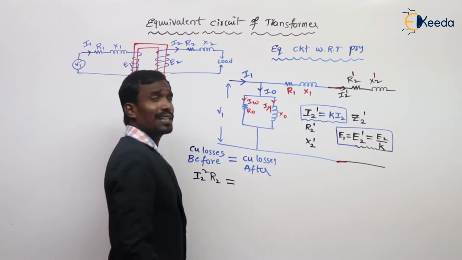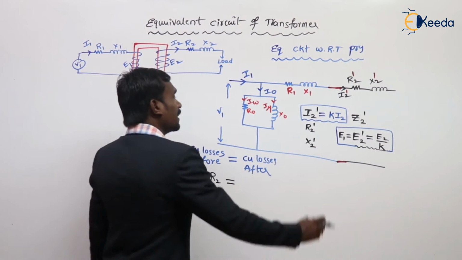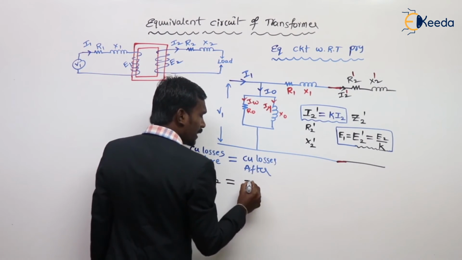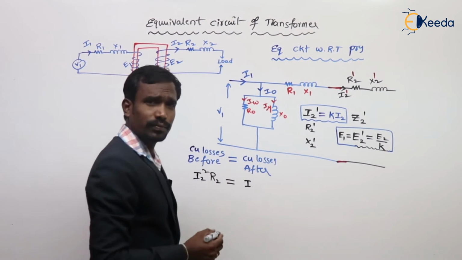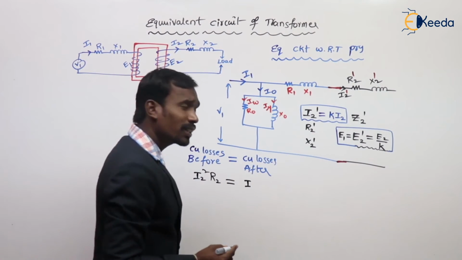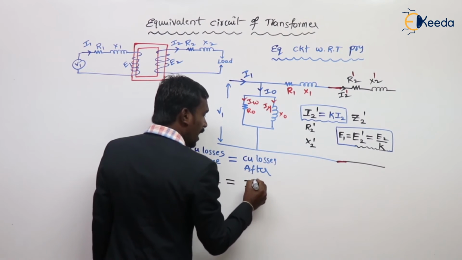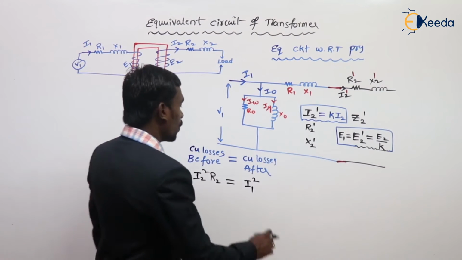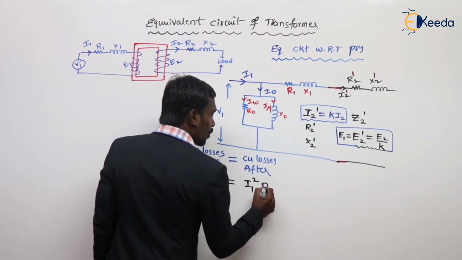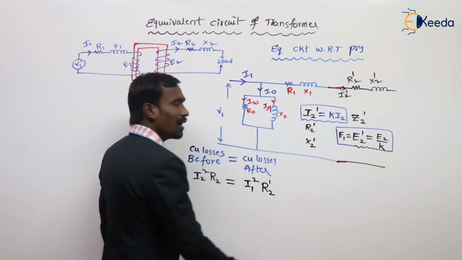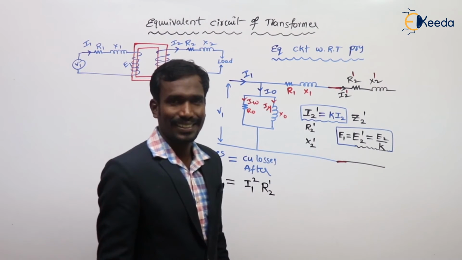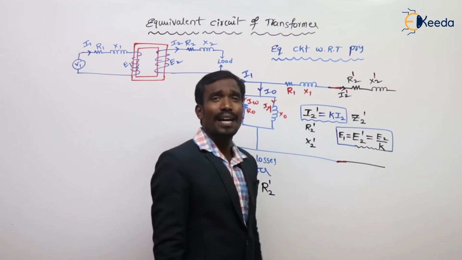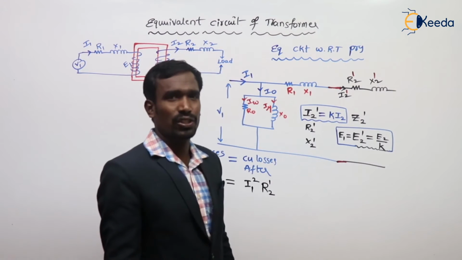But when it is transferred to the primary, we have to take the current. Which current? Here we have to take I1 square because that is transferred into the primary. So I1 square into what resistance? R2 dash. That is transferred into the primary. That's why I1 square into R2 dash.